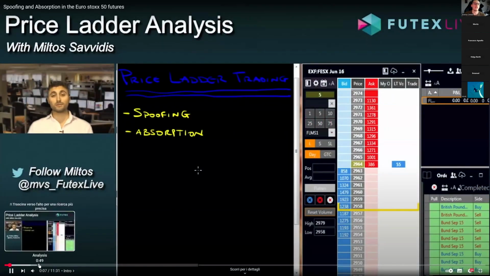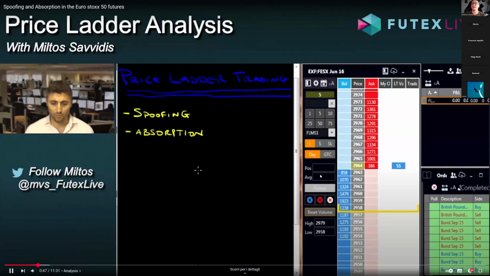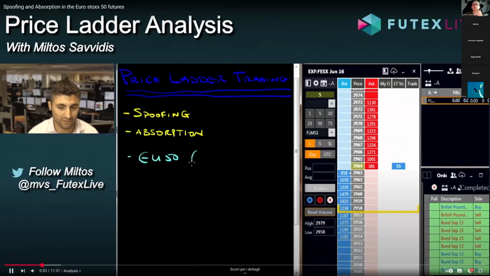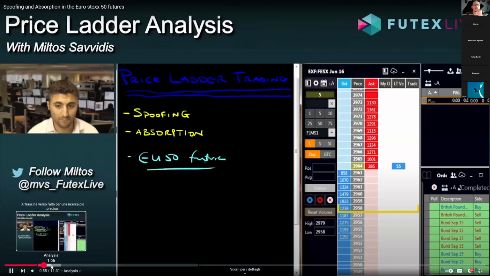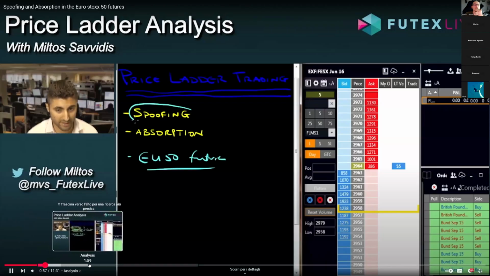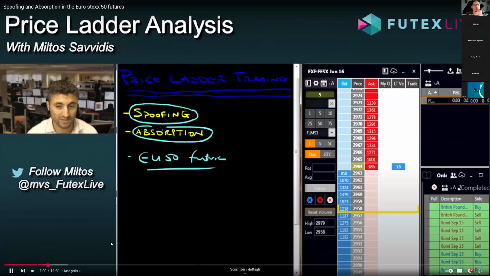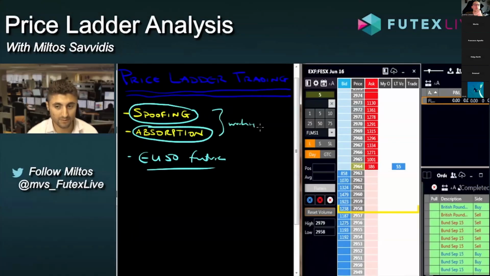Okay, hello everyone. Welcome to this price ladder analysis. So what we're specifically looking at is going to be a setup in the Euro Stoxx 50 futures. And we're looking at two types of patterns, a spoofer that comes into the market and also someone that comes in and absorbs. Now these are probably working together basically. Either it's one person or someone sees liquidity and then trades off of it accordingly.